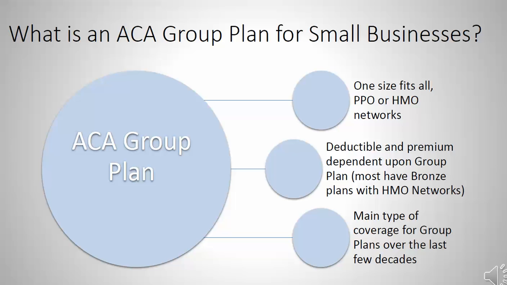Now, the deductibles and premiums depend on what kind of group plan you have. Most of the plans out there for small businesses are bronze because those are the cheapest ones and the ones that most small businesses can afford.